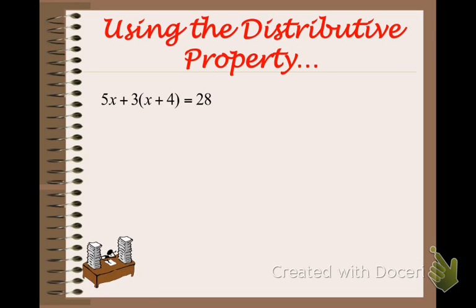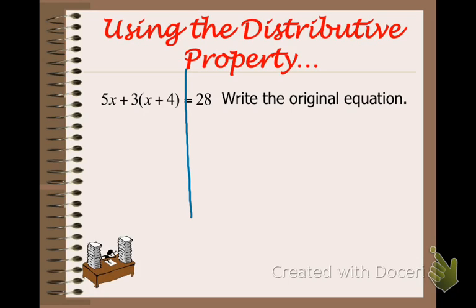Okay, sometimes we need to use distributive property. So you have your original equation. We see that we have 5x plus 3 and then the quantity x plus 4 in parentheses. So again, locate, especially with these multi-step equations, I really want to see you drawing that line so you know where both sides of the equation are.